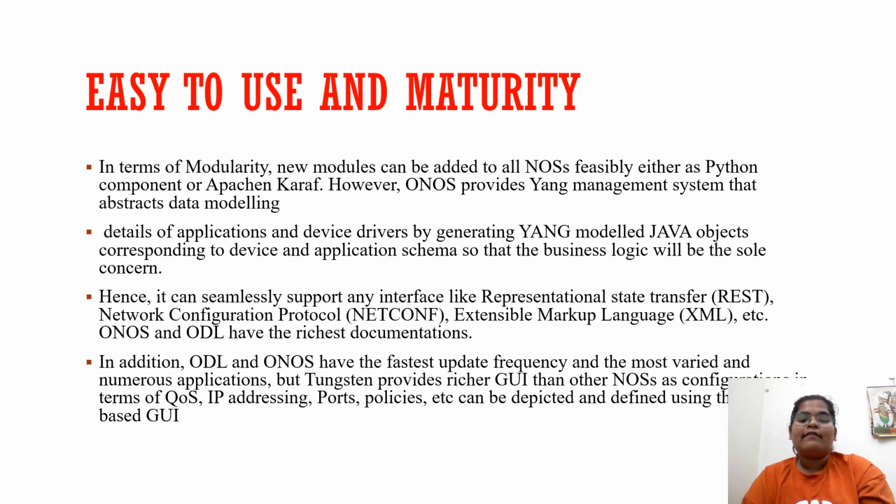ONOS and ODL have the richest documentation. In addition, ODL and ONOS have the fastest update frequency and the most varied and numerous applications. But Tungsten provides a richer GUI than other NOSs. Configuration in terms of keywords, IP addressing, ports, policies, etc. can be defined using the GUI.